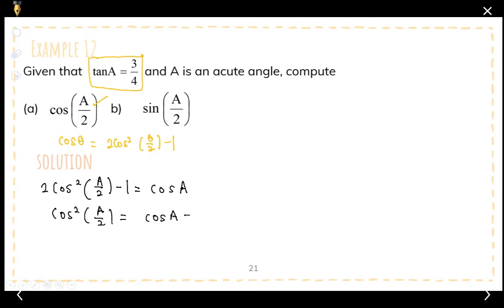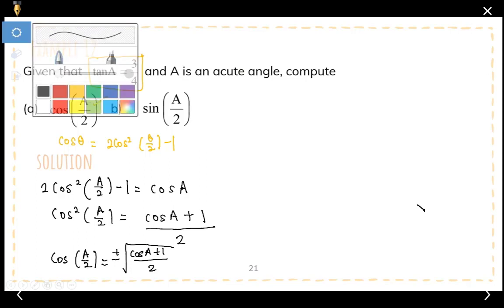So we're going to bring minus 1 to your right hand side, so it will become plus 1. And multiply by 2 will become divide by 2. Remember, we are looking for cos A over 2. So when we shift the square over this side, it will become square root of cos A plus 1 divided by 2. Do not forget to have your plus and minus sign because now we have a square root. Okay, so now let's go back to the question. So since we need to find cos A over 2, according to the formula, we need the value of cos A. So we're going to obtain cos A from the value of tangent A.